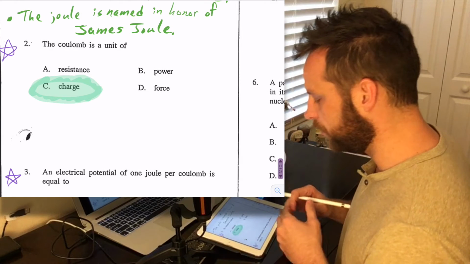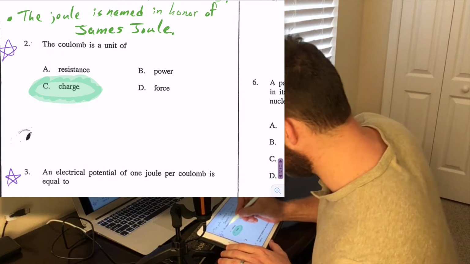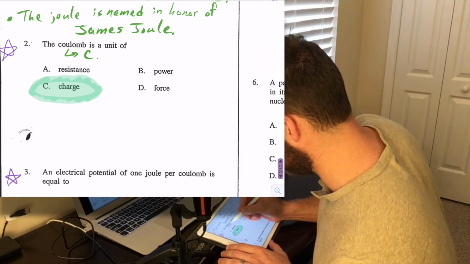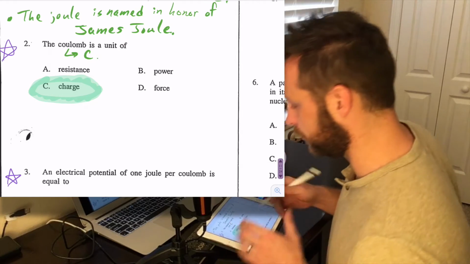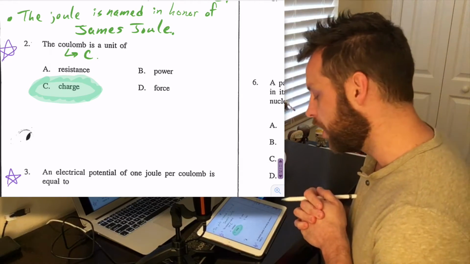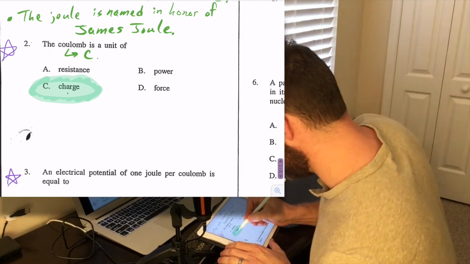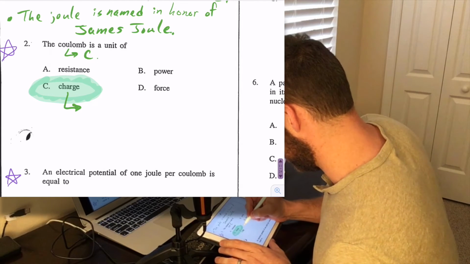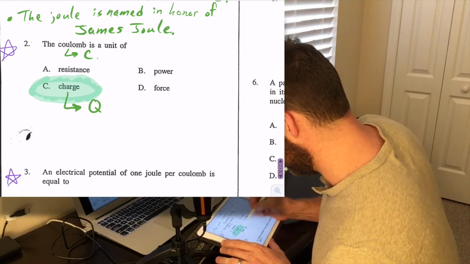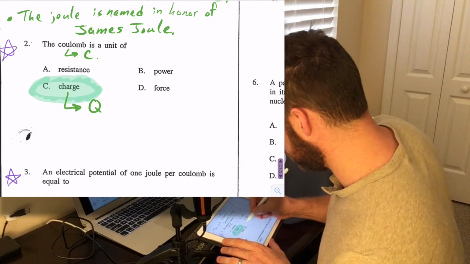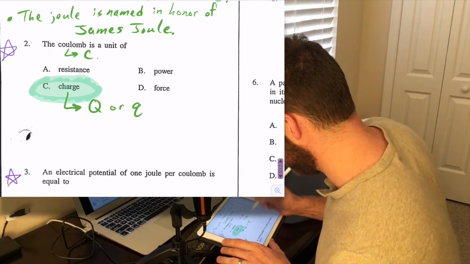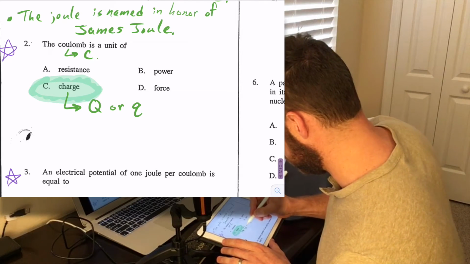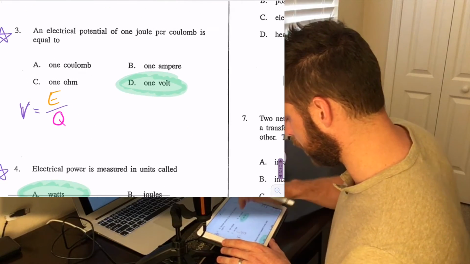Number 2, the coulomb is the unit of electrical charge. The coulomb is abbreviated capital C, so you could say something like that. You could also tell me who the coulomb is named after. And then charge, we're going to need to know this in a little bit. That quantity charge is abbreviated with a Q. Now you can use a capital Q or you can use a lowercase q. That's kind of up to you and your choices for my class.